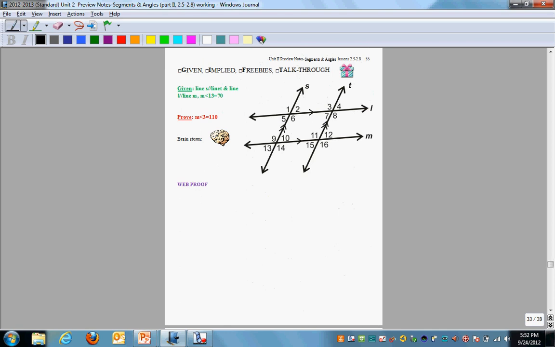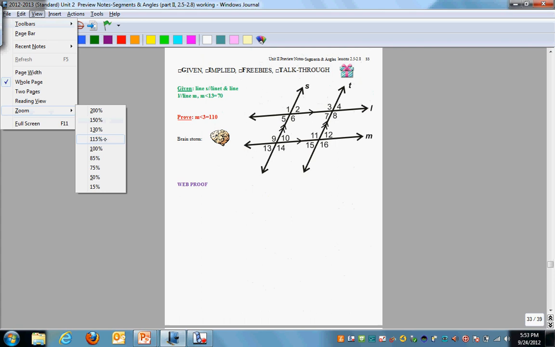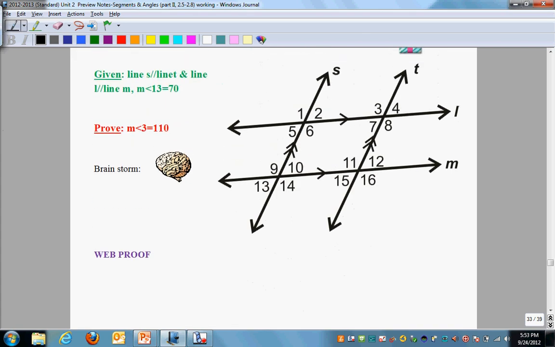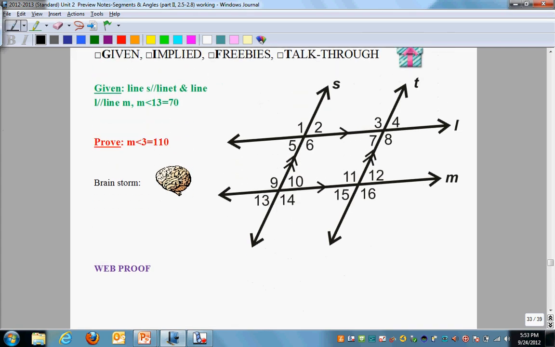Okay, step one. We're going to do one web proof together, and we're going to start by following GIFT. Given, lines S and T are parallel. So we trace S, we trace T, and we note that they're parallel. And L is also parallel to M, so trace. So it's parallel going both ways. And you're given that the measure of angle 13 is 70. That's given.